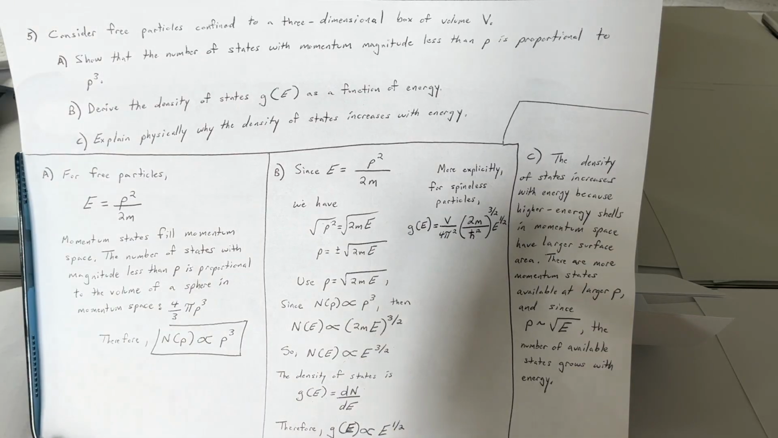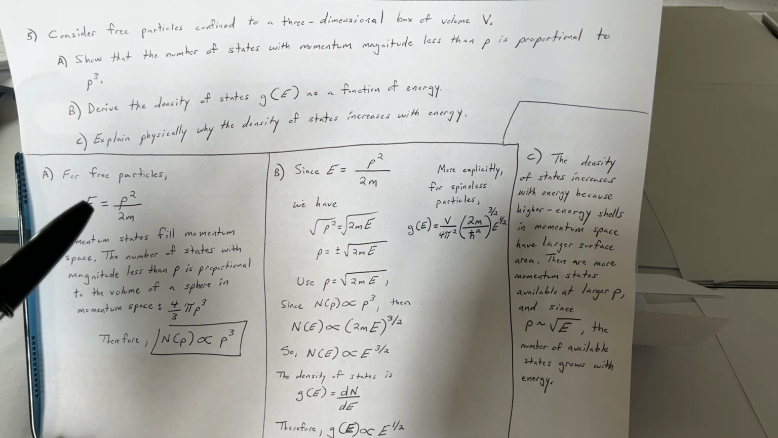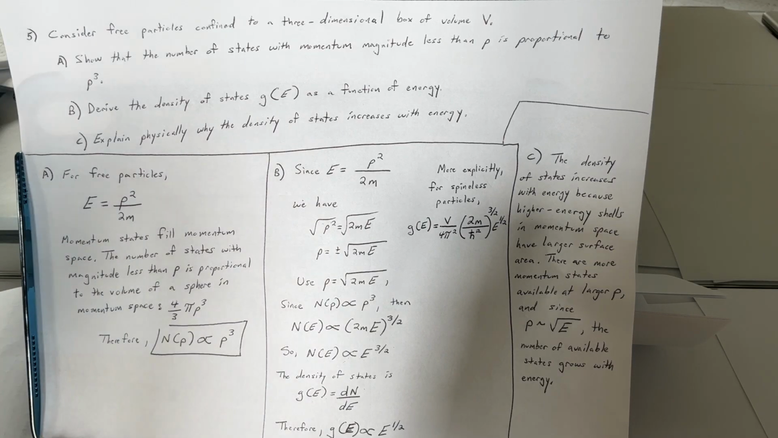Okay, number 5. Consider free particles confined to a three-dimensional box of volume V. Part A, show that the number of states with momentum magnitude less than P is proportional to P cubed. So here, for free particles, E equals P squared over 2m.